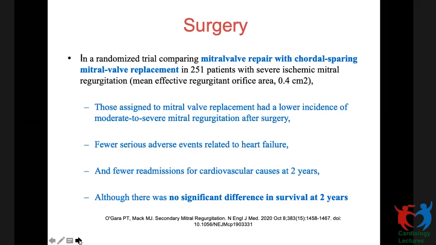So in the randomized trial comparing mitral valve repair with chordal sparing mitral valve replacement in 251 patients with severe ischemic mitral regurgitation, those assigned to mitral valve replacement had a lower incidence of moderate to severe mitral regurgitation after surgery, fewer side effects related to heart failure, and fewer readmissions for cardiovascular causes at 3 years. But the most important thing is there is no significant difference in survival at 2 years despite surgery.